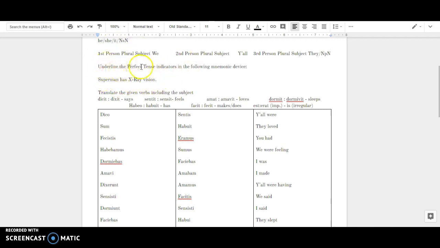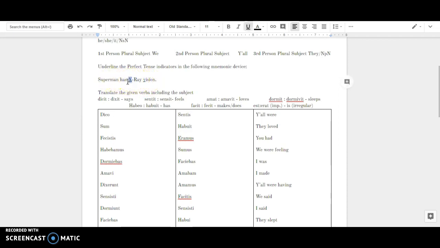So, it says in here to underline the perfect tense indicators in the following mnemonic device. Perfect tense indicators are those letters that show us that a verb is in the perfect tense. This isn't always the case, but this helps you remember a bunch of them. So, as we remember, v is a very common one.